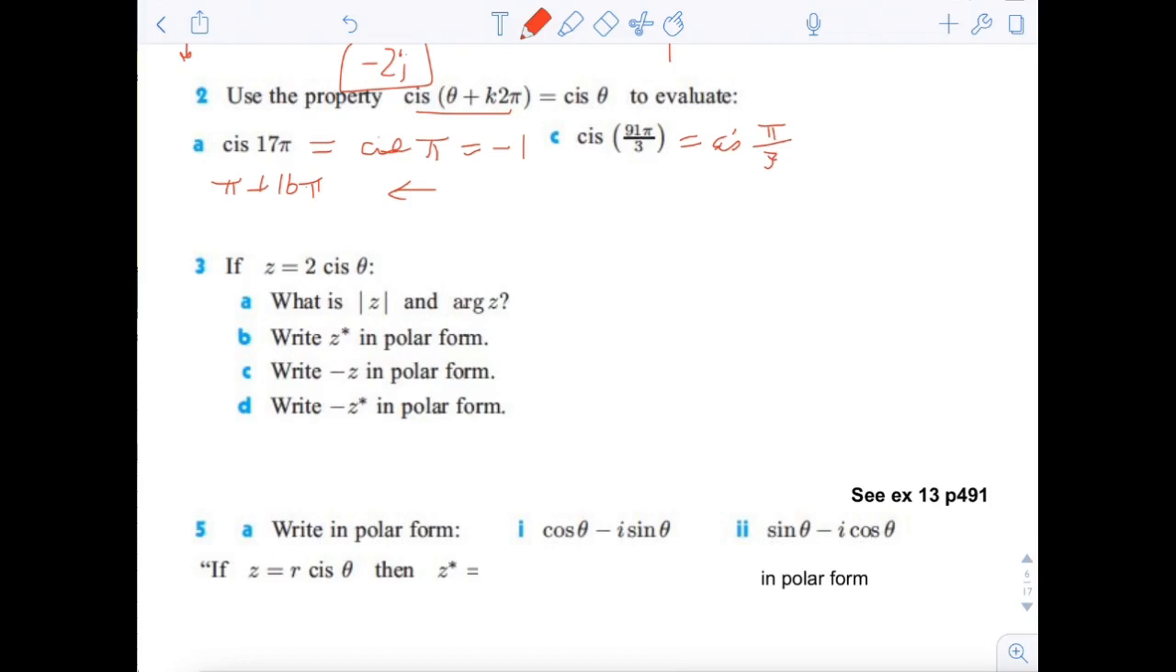Okay, and cis pi over 3, I don't know if there's an easier way to write that. That would kind of look like this, and the modulus is 1, so this would be 1/2, and this would be square root of 3 over 2, and so the a plus bi form would be 1/2 plus i times square root of 3 over 2, which doesn't look nice at all, so I don't think we need to simplify it from this point. Cis pi over 3 is fine.